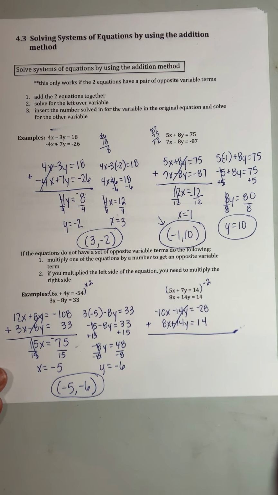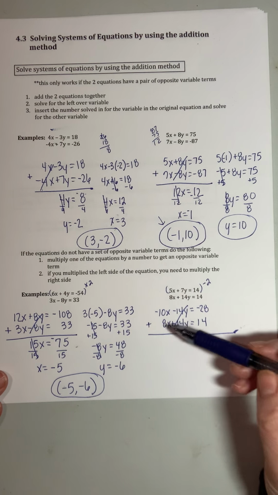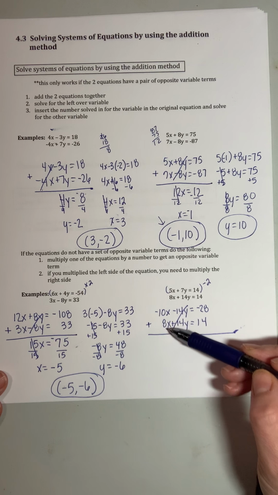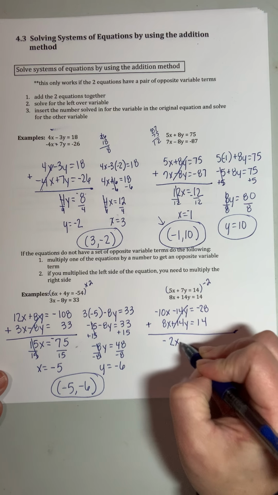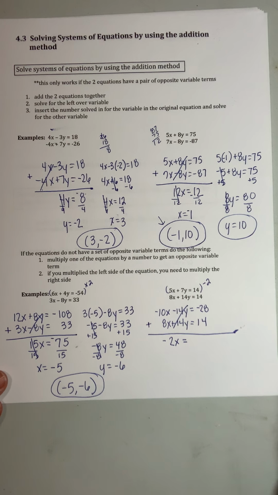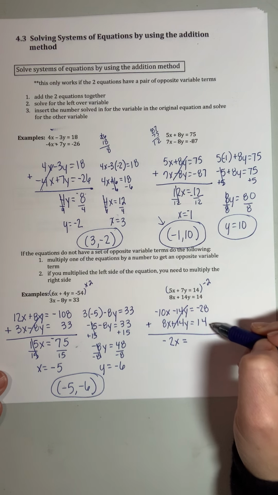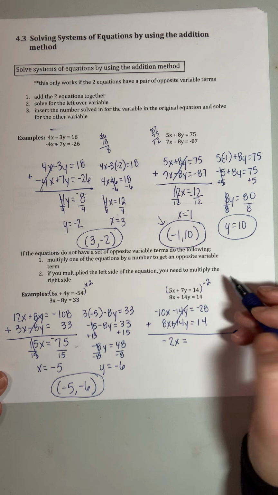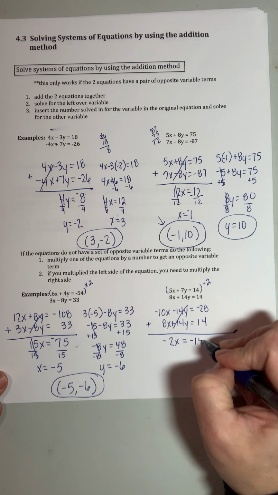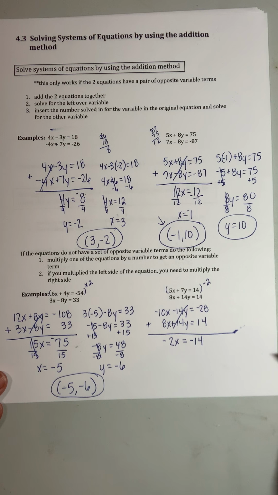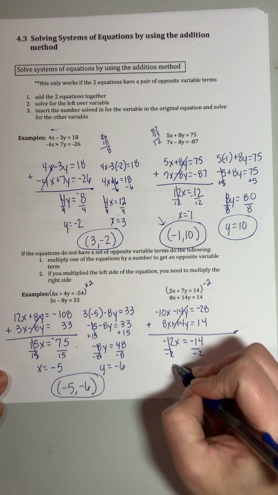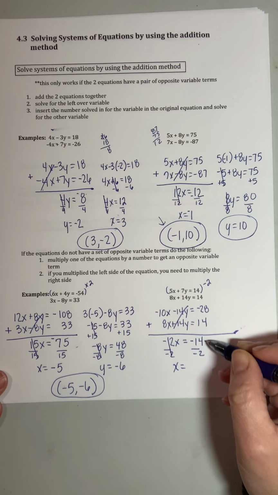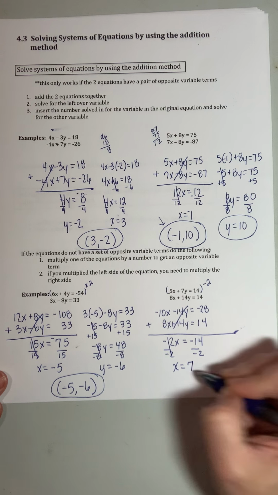Cancel out the 2 that are opposite. Okay, negative 10 plus 8, that's one of each. So that's subtraction, so we get negative 2x. Negative 28 plus 14 is one of each, so that's subtraction, so that's negative 14. Divide both sides by negative 2. Negative 14 divided by negative 2 is positive 7.